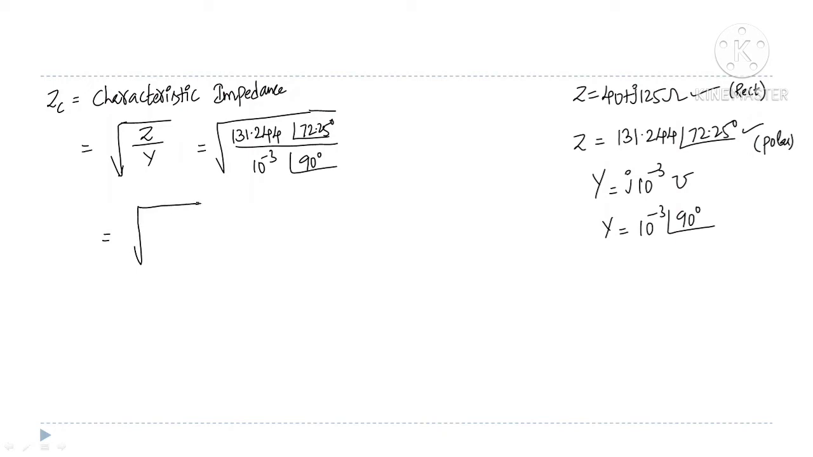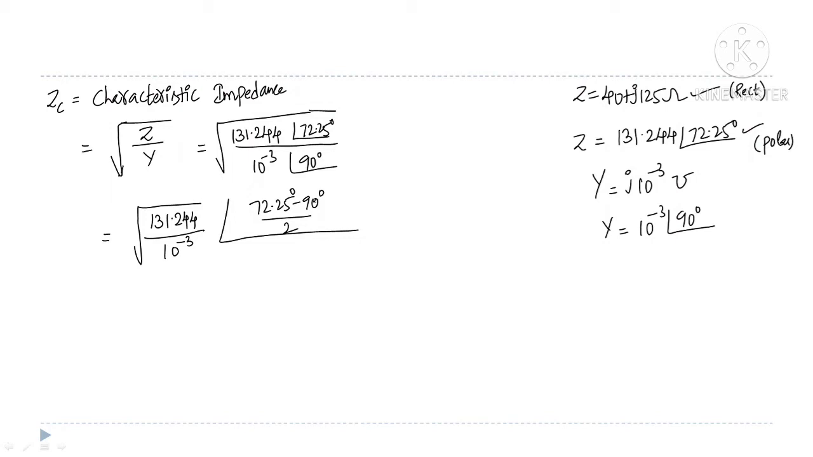So how can you get the magnitude? The magnitude is simply the root of 131.244 divided by 10 power minus 3. And what is the angle? You need to subtract 90 from 72.25 and divide that difference by 2 because it is a root. So 72.25 degrees minus 90 degrees, total divided by 2.